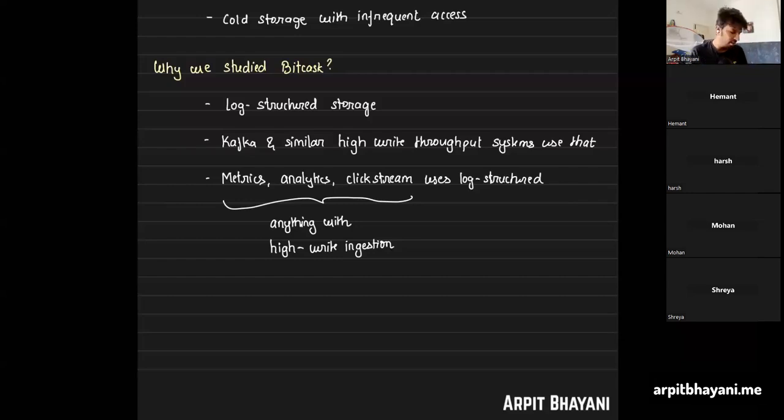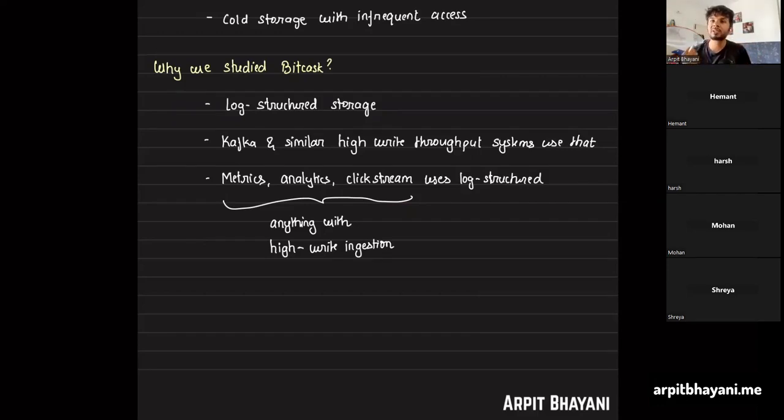A few examples: metrics, analytics, clickstream data. You pick New Relic, you pick Datadog, you pick Google Analytics. All of them are backed by log structured storages, not as the primary storage, but as the place which accepts the data. Most of them say that we write to Kafka. Kafka itself is log structured storage because it can support very high write throughput, right?